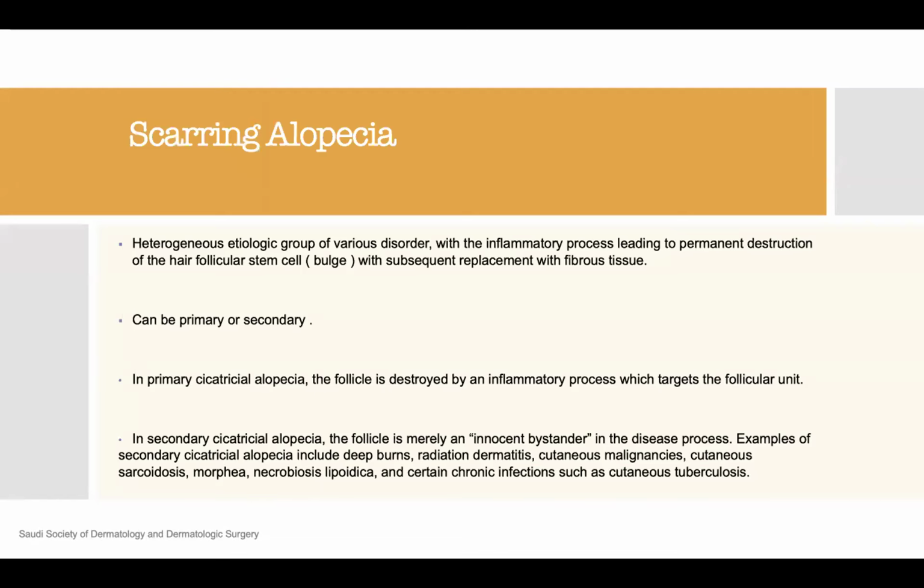So, scarring alopecia is a group of disorders with an inflammatory process that leads to permanent destruction of the hair follicle stem cell, mainly the bulge, with subsequent replacement with fibrous tissue. It can be primary or secondary. In the primary, the follicle itself is destroyed by the inflammatory process. In the secondary, the follicle is an innocent bystander, which means there are multiple factors that affect the follicle. For example, burn, radiation dermatitis, malignancies, infections such as TB, sarcoidosis, morphea. All of these are considered secondary causes for cicatricial alopecia.